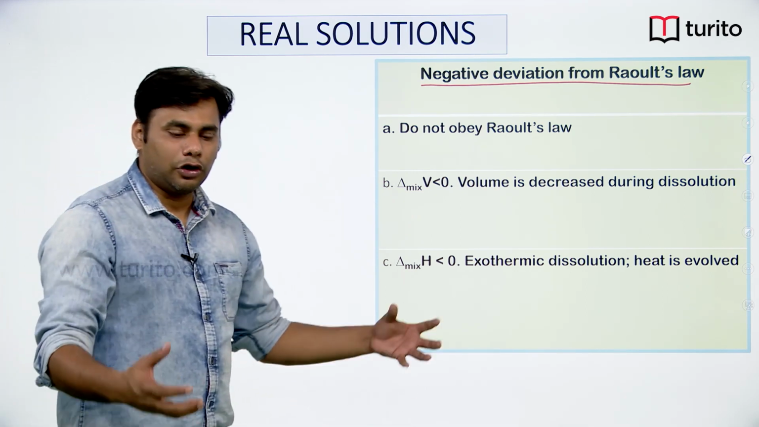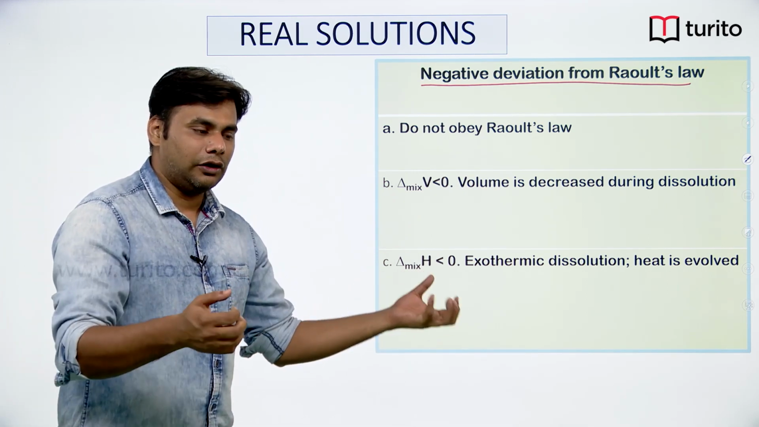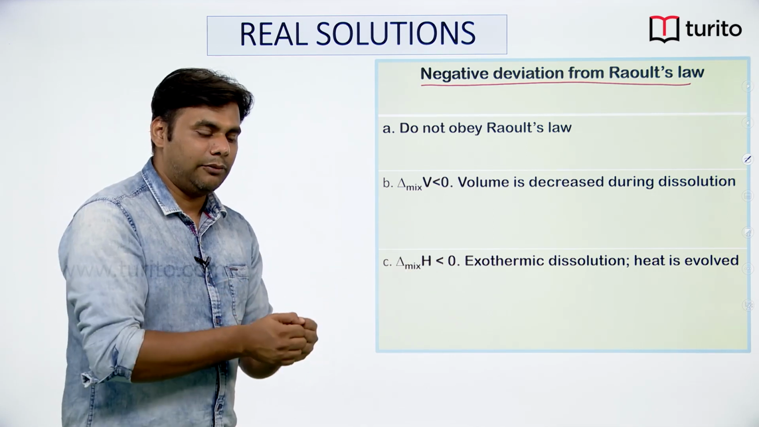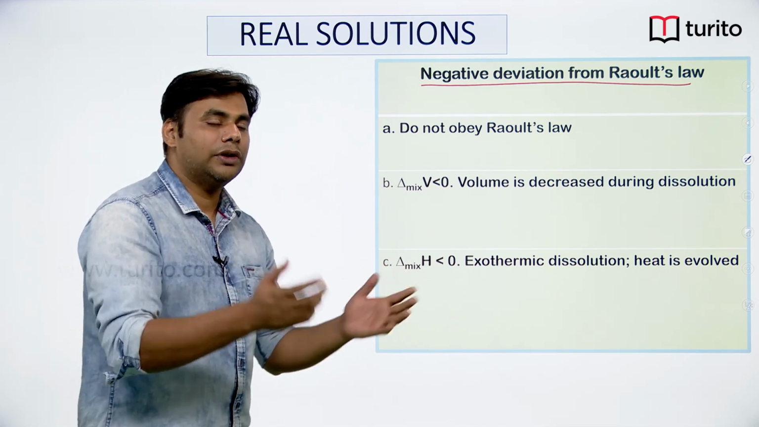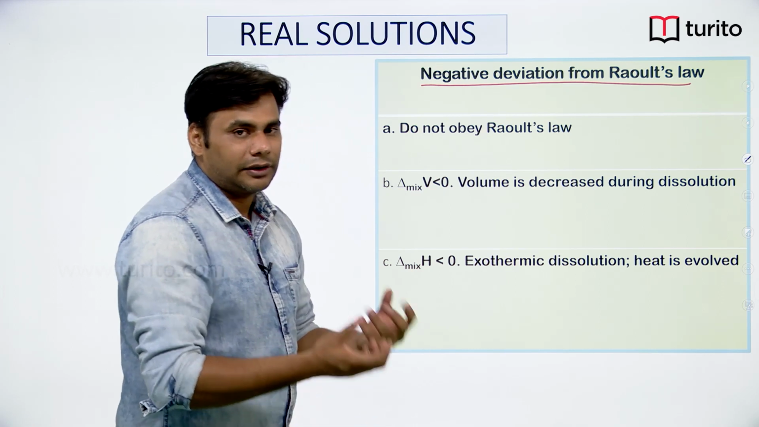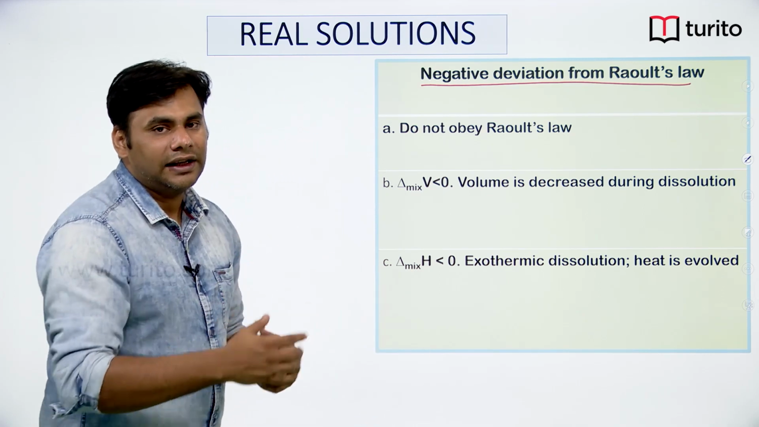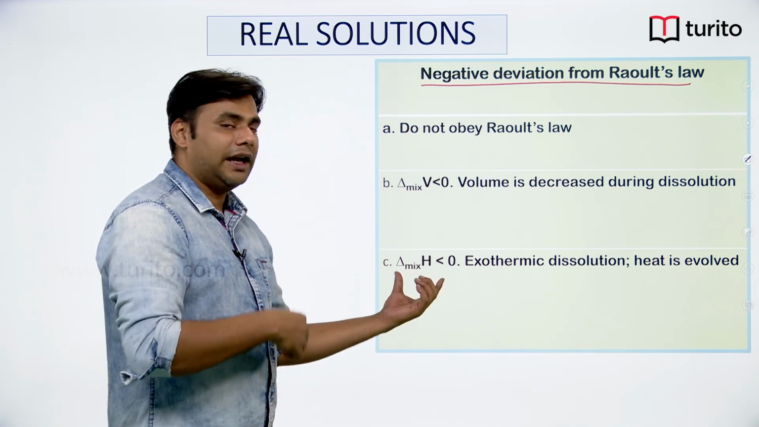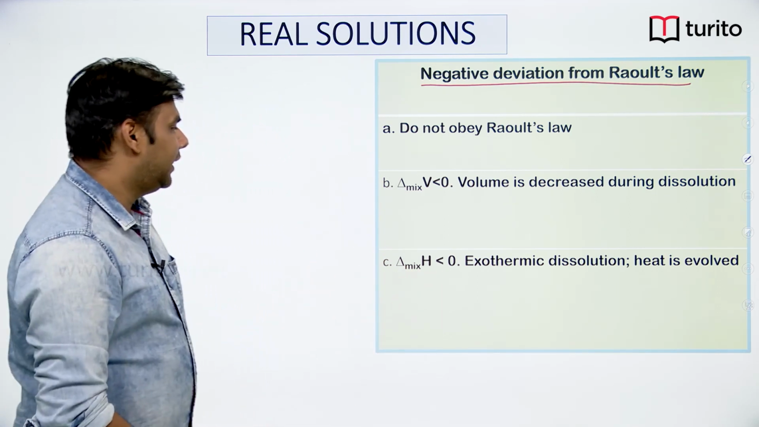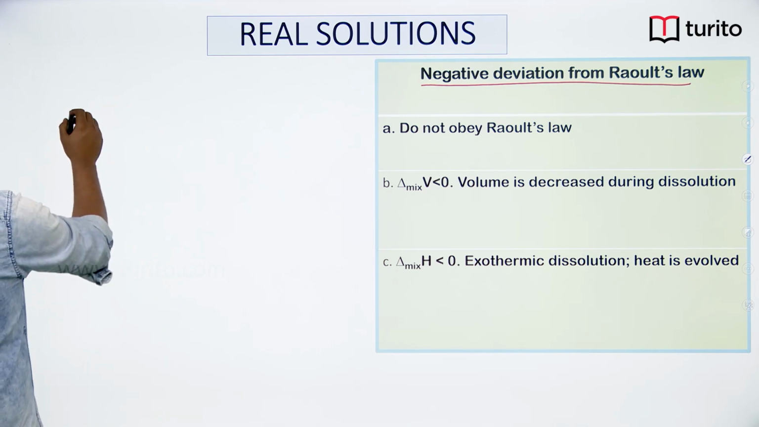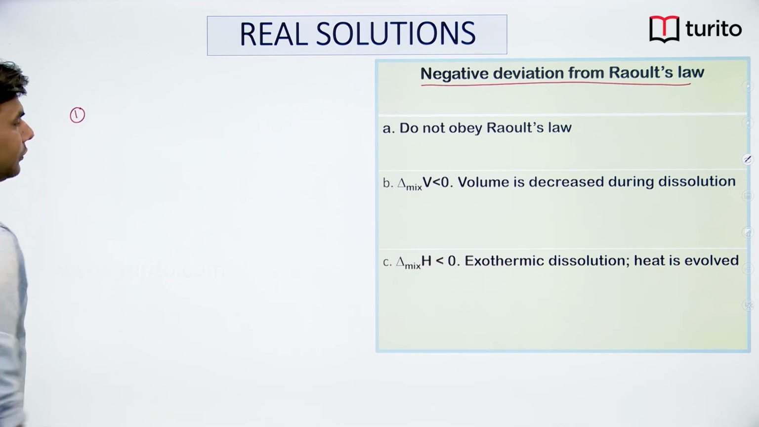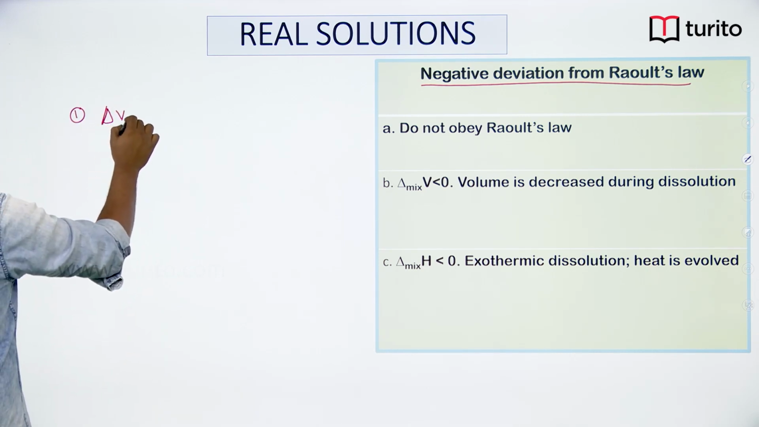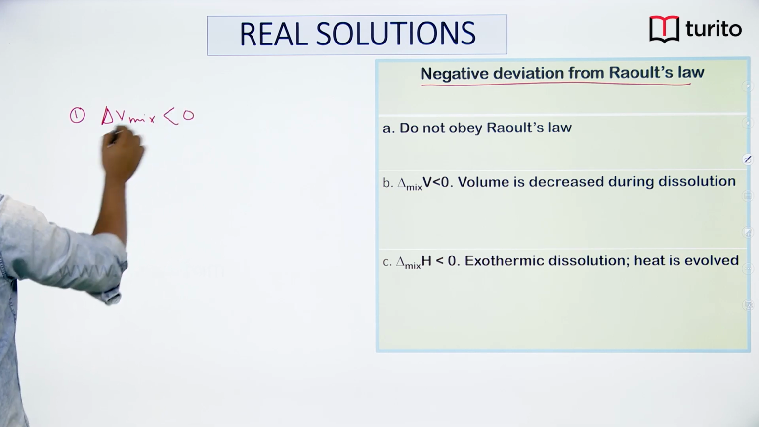Similarly, because a bond is formed in this case. Now when you are mixing A and B components, A and B components are forming a bond. Now we know that whenever a chemical bond is formed, some stability is achieved and the energy is released out. So in this case, because a bond is formed, energy will be released out. So we'll say that delta H mixing is less than 0. So we'll say that delta V mixing is less than 0. Negative means less than 0.